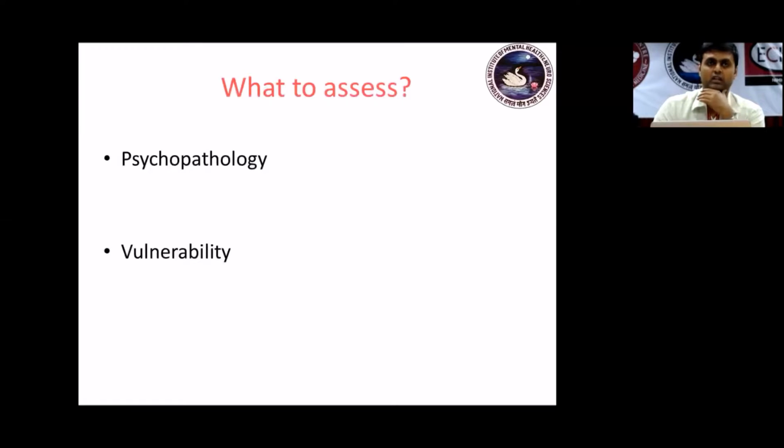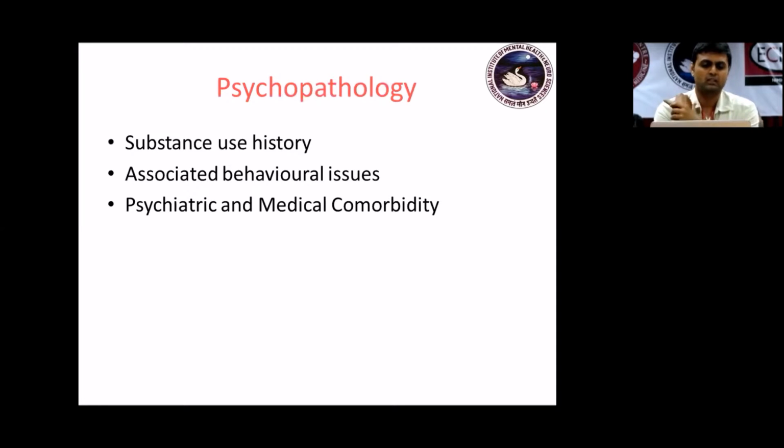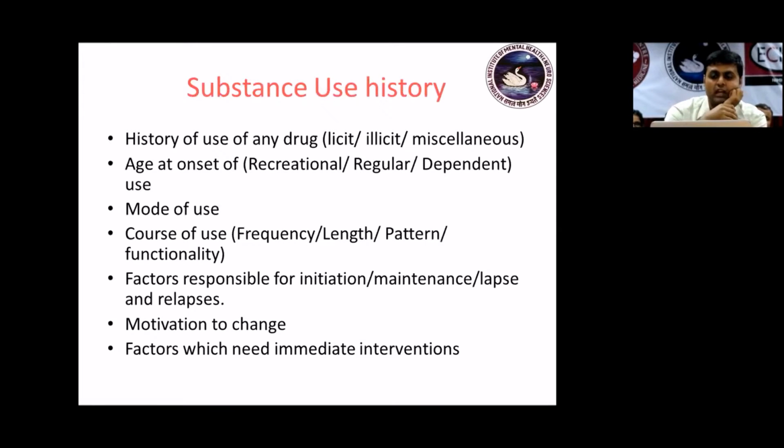I would like to divide it into psychopathology and vulnerability as two parts. In the psychopathology part, I would like to discuss the substance use history, associated behavioral issues, and psychiatric and medical comorbidity. In the substance use history, use of any drug, which includes licit, illicit, and miscellaneous. I have put in miscellaneous because inhalants I couldn't put anywhere else, and some of the prescription drugs also could be put only in miscellaneous.